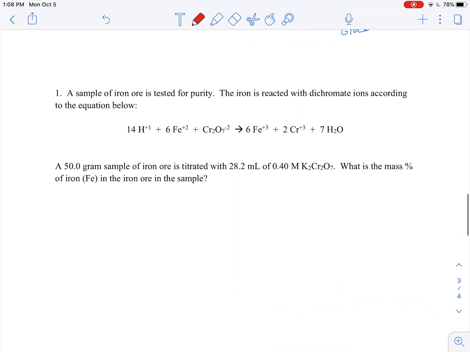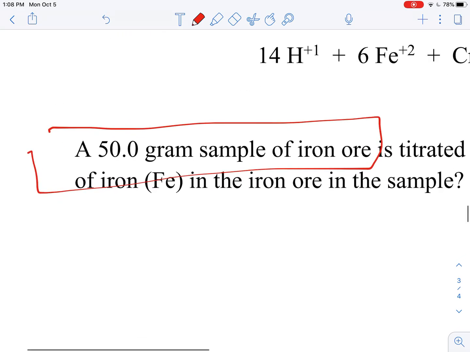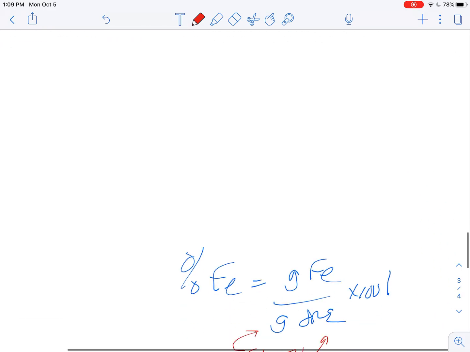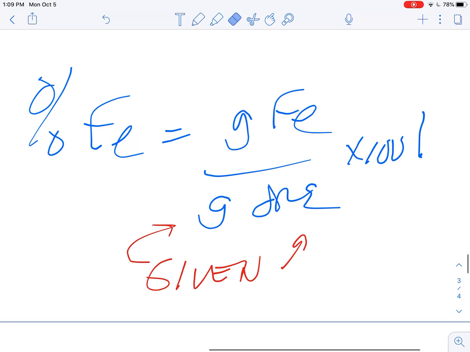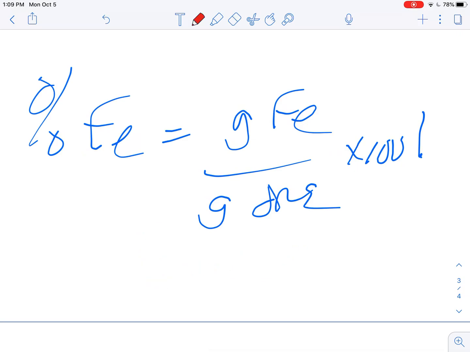So let's go up and check that out. It says it right there, a 50-gram sample of iron ore. And by them telling you that it's an ore, they're telling you that you can't just divide that 50 by the molar mass of iron because it's ore, it's impure. So some of that 50 grams is actually iron, but most of it probably isn't iron. So that then is your total down here. That is your given amount of the ore that's down here.